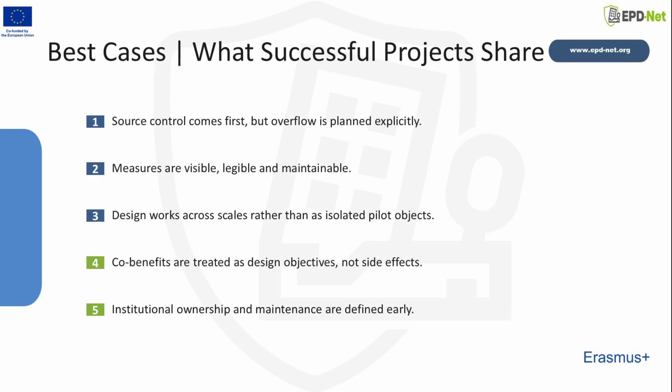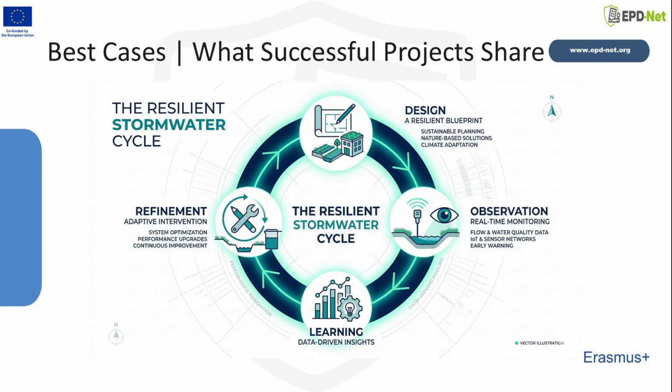Together, these points show that the strongest predictor of success is coherence. Good projects are not only technically correct, they are also understandable, serviceable, and governable over time. They connect hydrologic logic with spatial design and institutional responsibility. This is an important lesson because many projects fail not because the idea is wrong, but because the system is too fragmented, too hidden, or too dependent on unclear responsibilities. Successful ecological stormwater projects create alignment between water processes, visible design, everyday use, and long-term management.